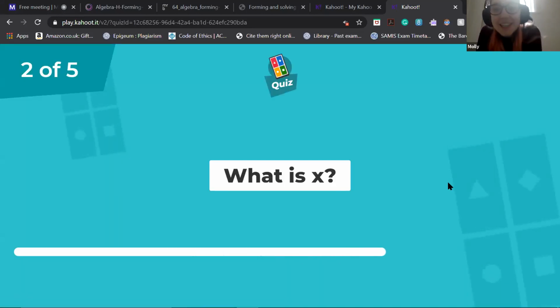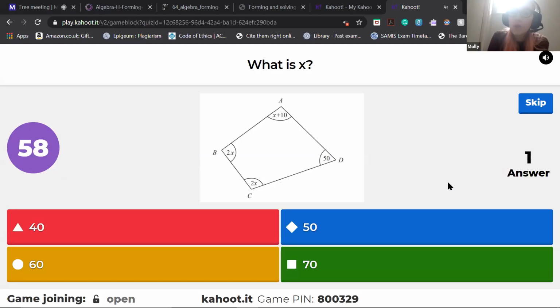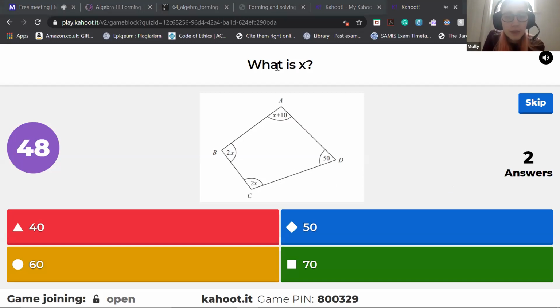What is x? I guess we'll see what the diagram shows us here. Okay, we've got a quadrilateral, so a 4-sided shape. So think about what you know about the angles in a quadrilateral and see what equation you think you can form here. Okay, some people. Don't worry if you're not sure, I will explain this one after we do it here.